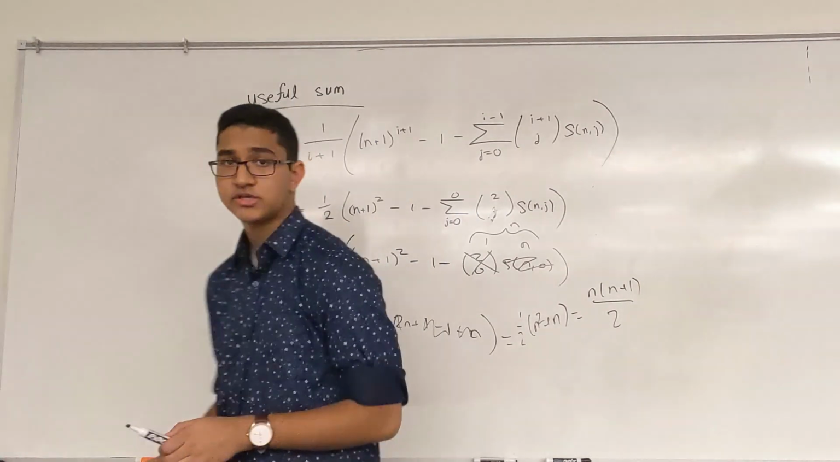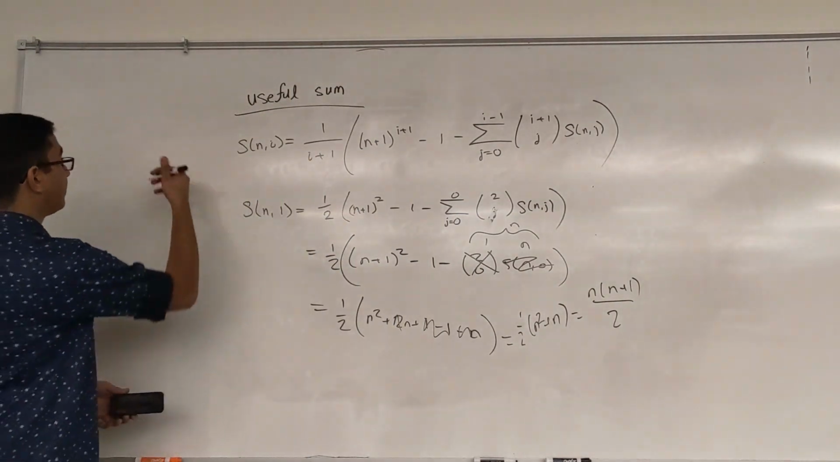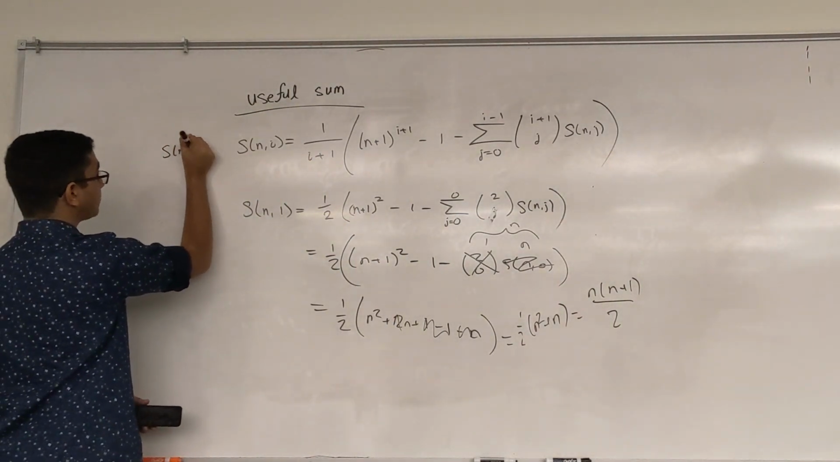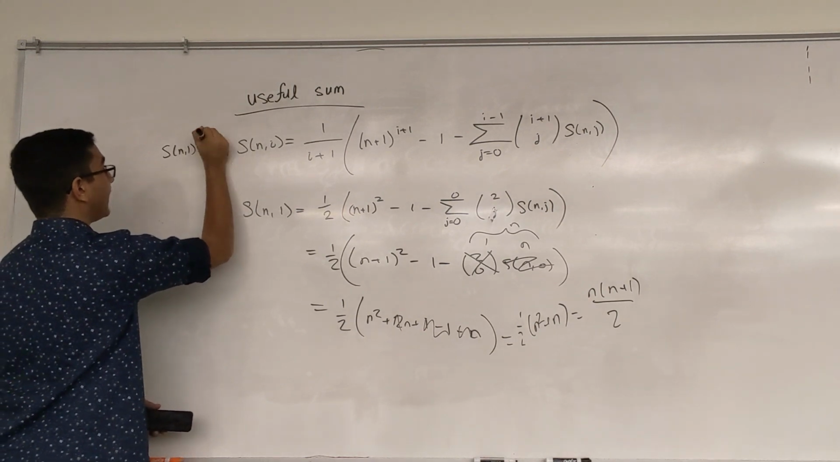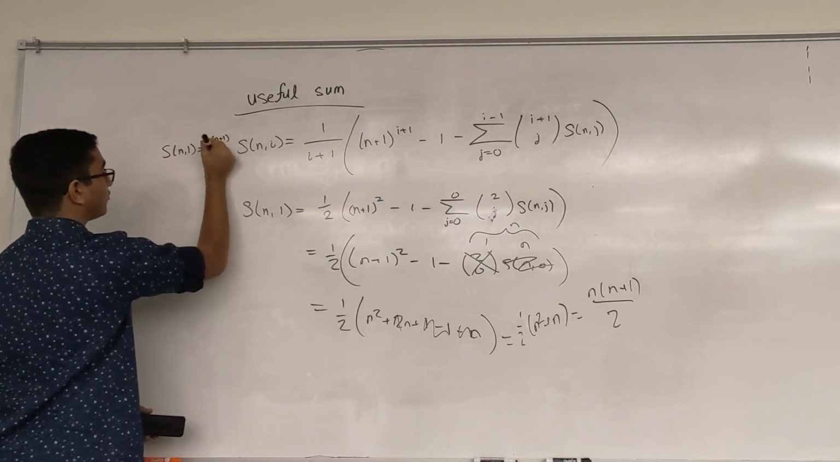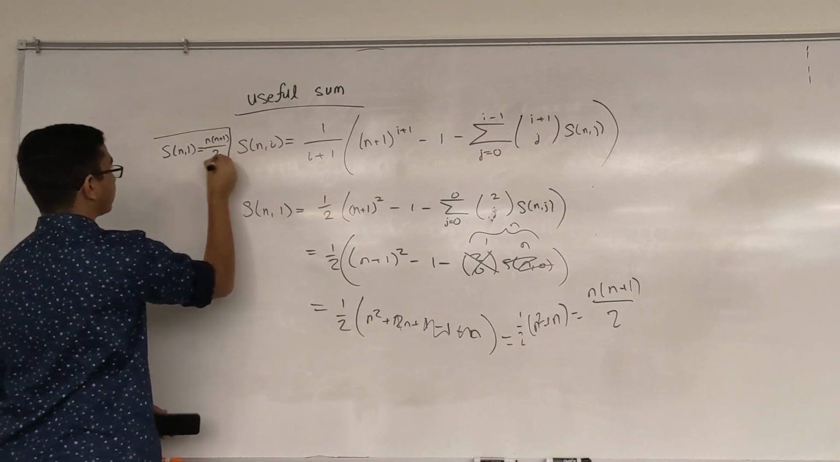So now what I'll do is write this out here, that S of n comma 1 is equal to n plus 1 over 2. It's a little bit close, but I will just box this.